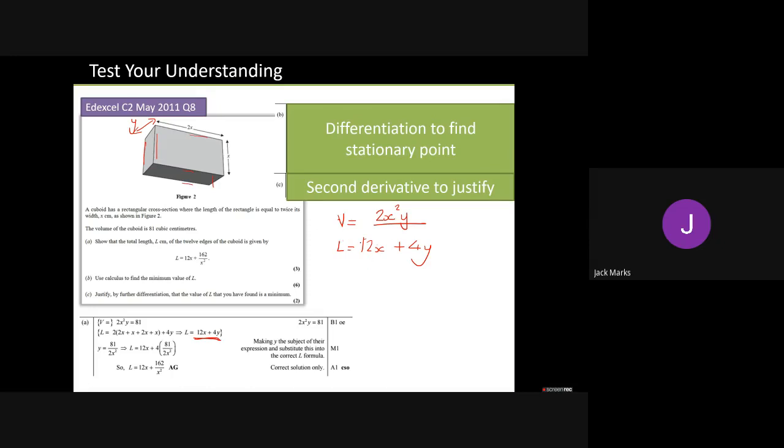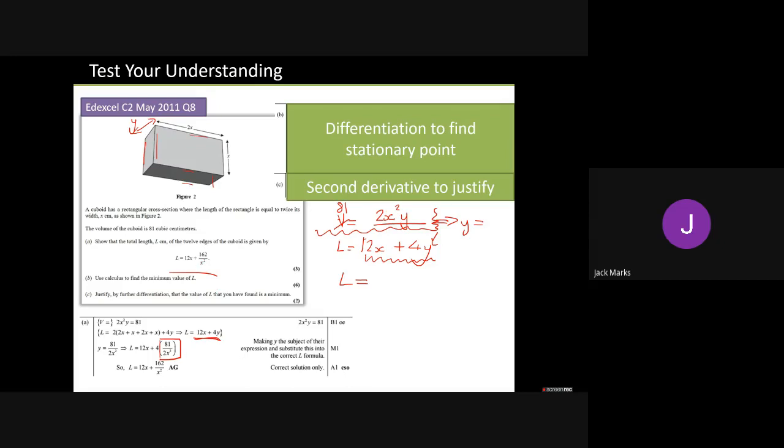Then when we're in this situation, we can see they want L equals. For L equals, you're going to use this one up here. Volume is 81, so you're going to use that to get the y on its own from the first part, and then you're going to substitute it in here. And y on its own should be 81 over 2x squared, which makes sense.